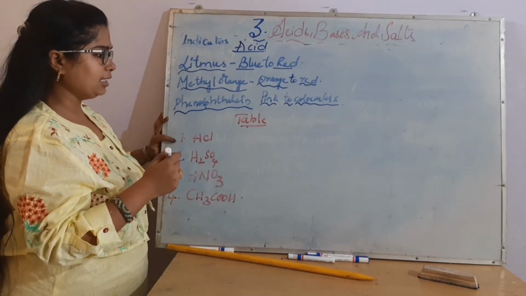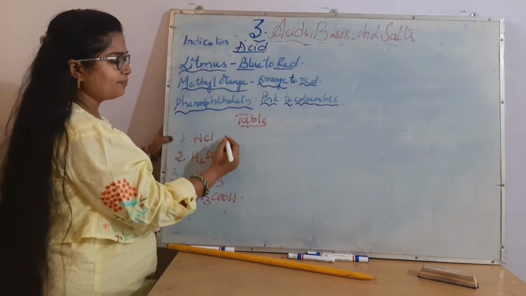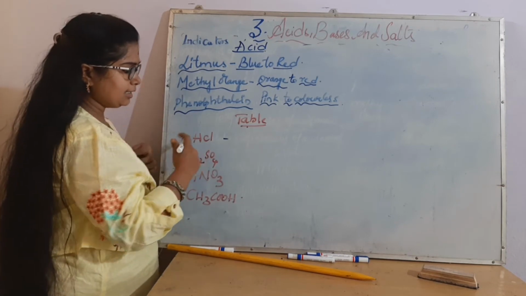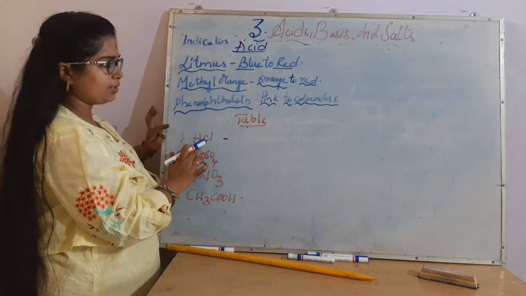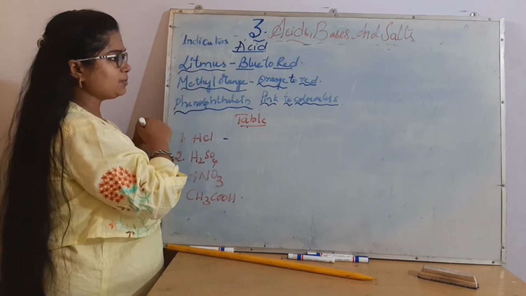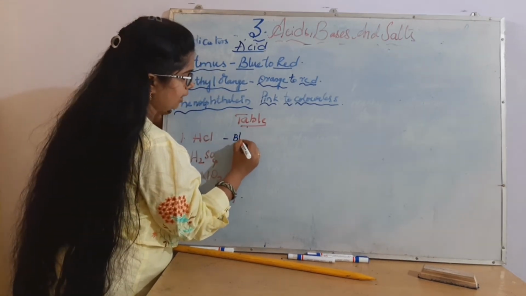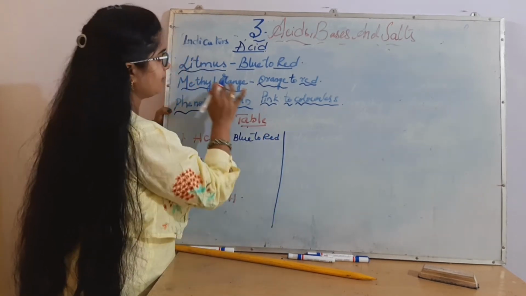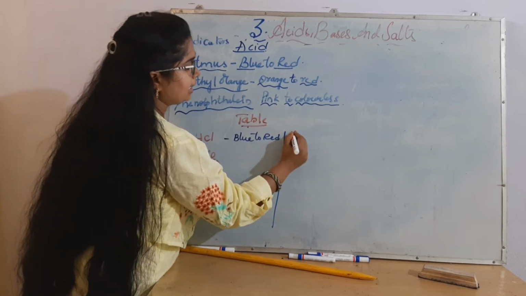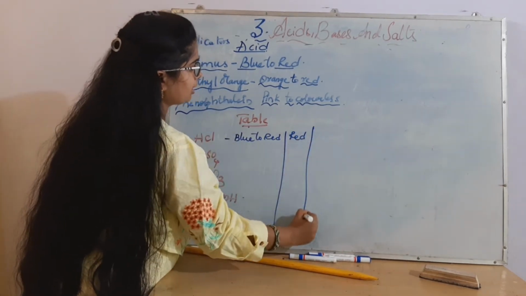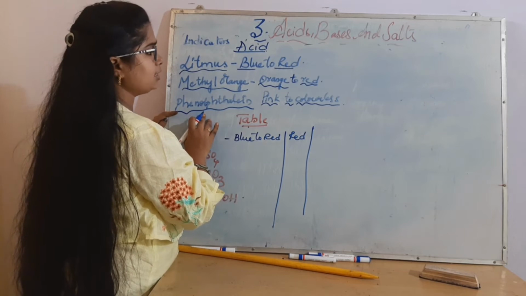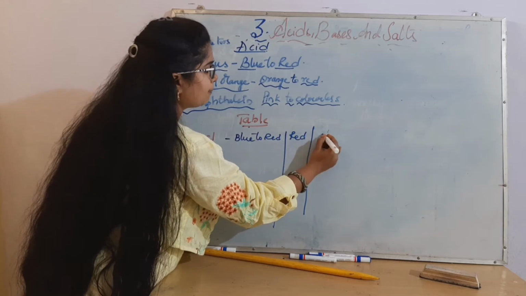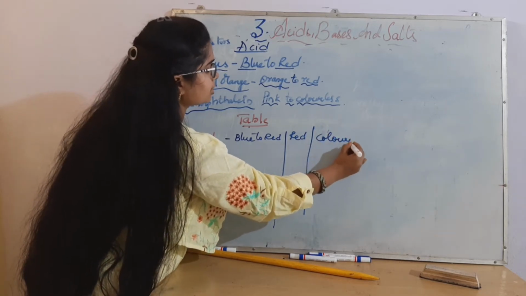So HCl, H is there. So it's an acid, isn't it? HCl, H will split. Strong acid, we said. So what happens to litmus paper? It turns blue to red. What happens in the case of methyl orange solution? It turns orange into red. Then what about phenolphthalein solution? It turns to a colorless solution. Pink to colorless solution.